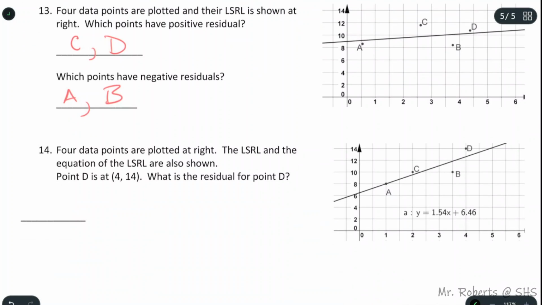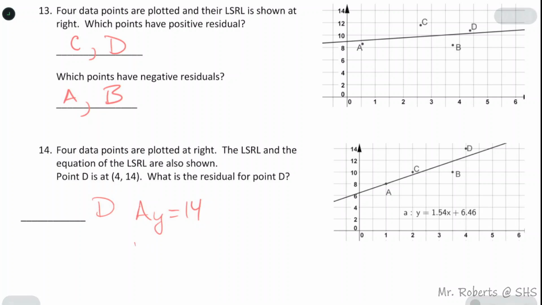Next question. It says 4 data points are plotted at right. The LSRL and the equation of the LSRL are also shown. Point D is located at (4, 14). What is the residual of point D? Here's what I know. For point D, the actual y value is the number 14.